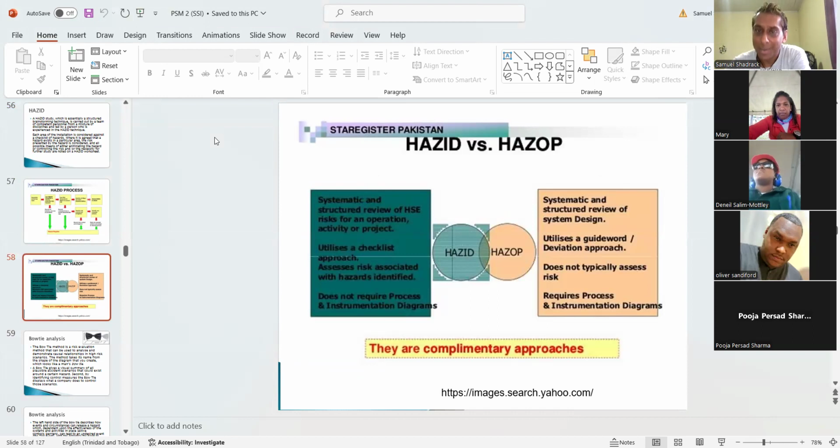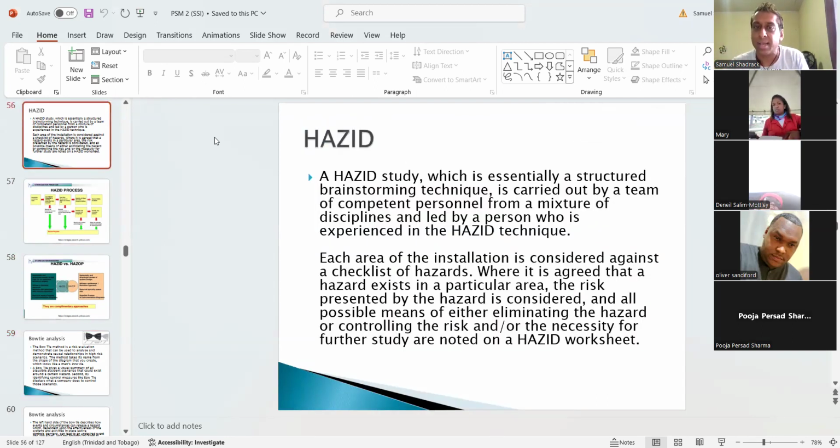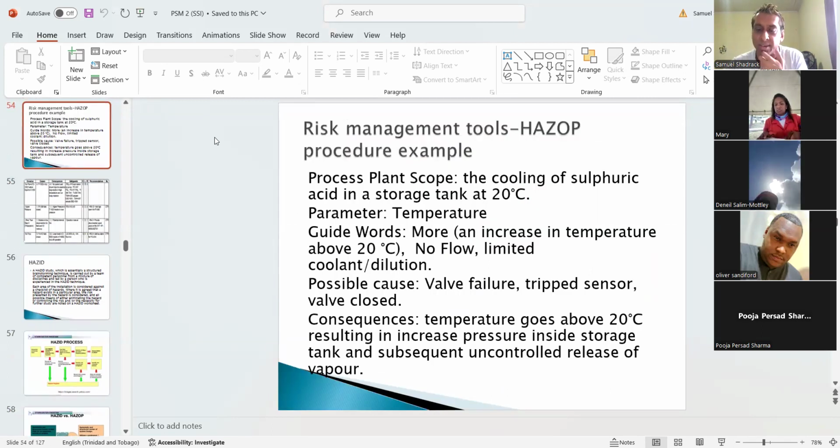I'm moving on. Next one, Bowtie analysis, right? Going straight into it, and these have some past papers on them. As I mentioned, some have some questions set before.